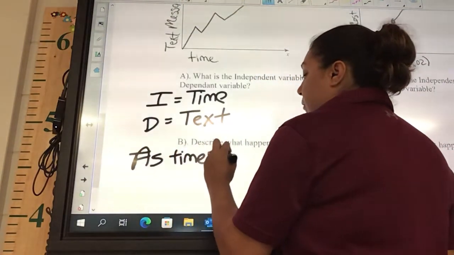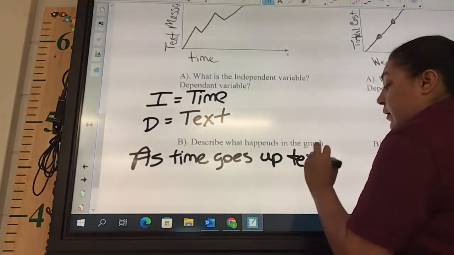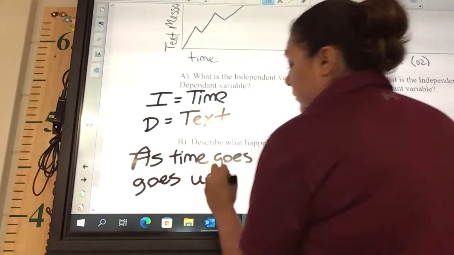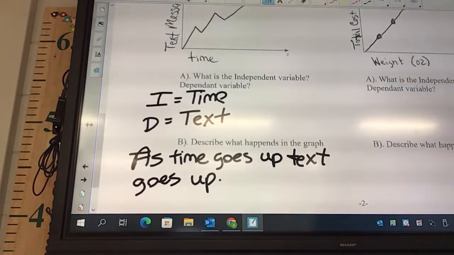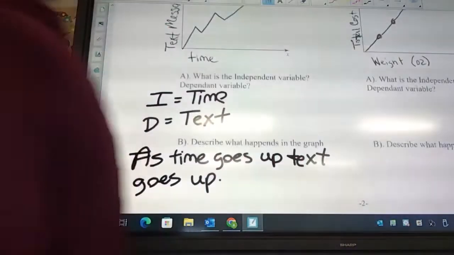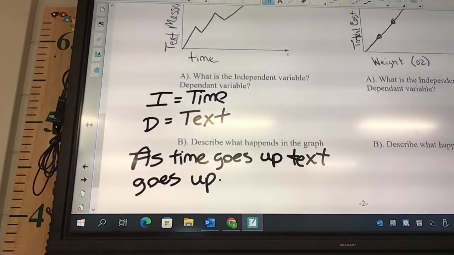Say as time goes up, text goes up. Can I scroll?